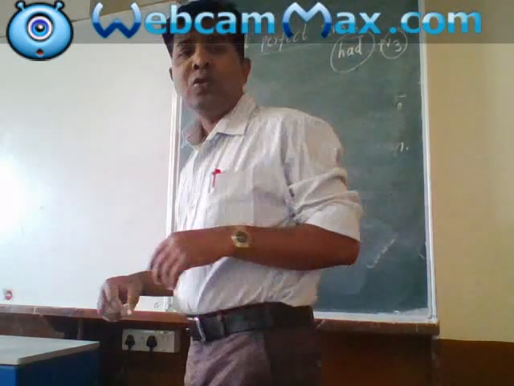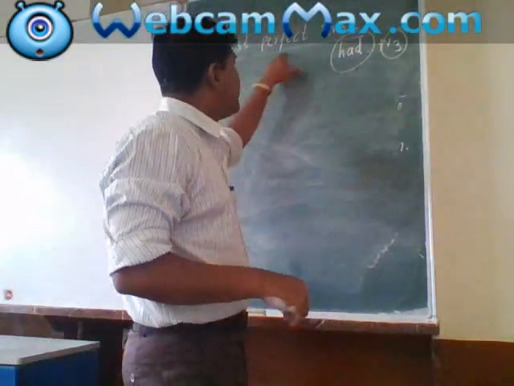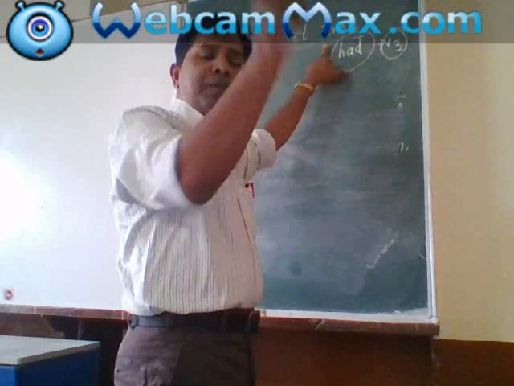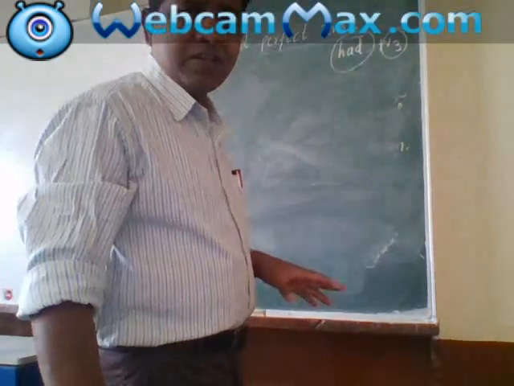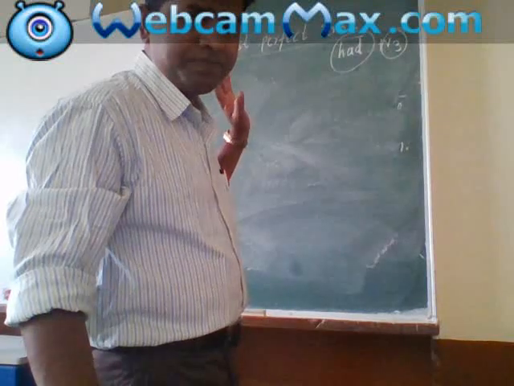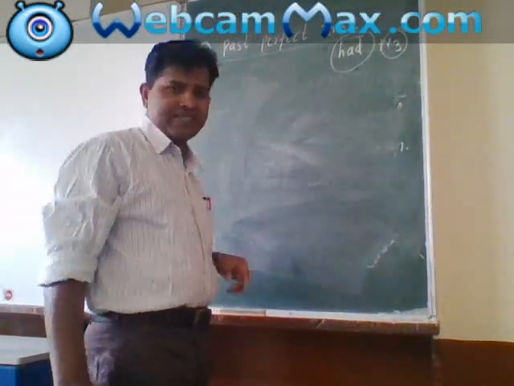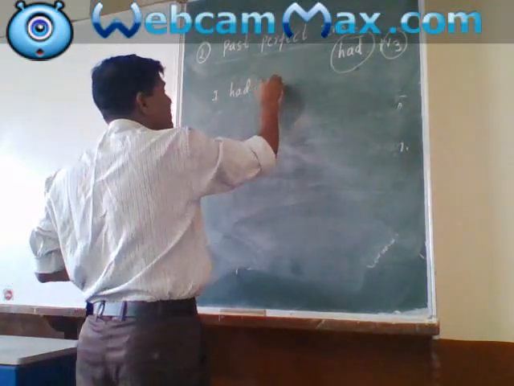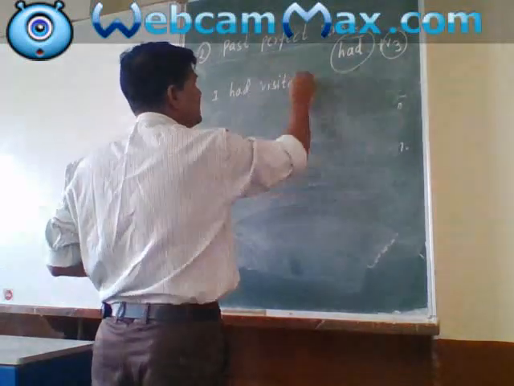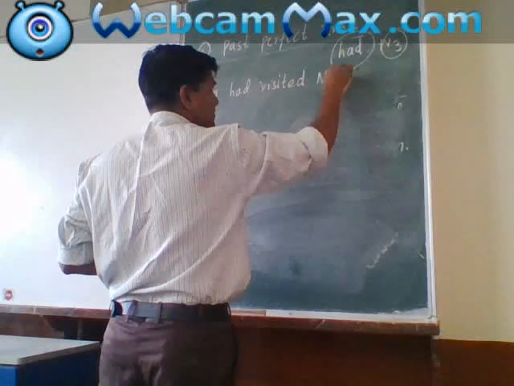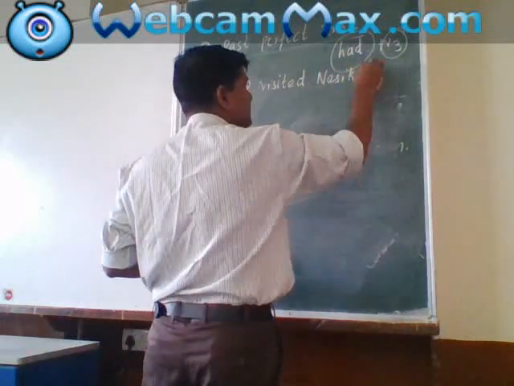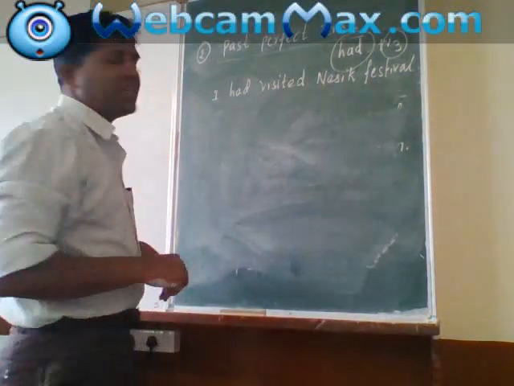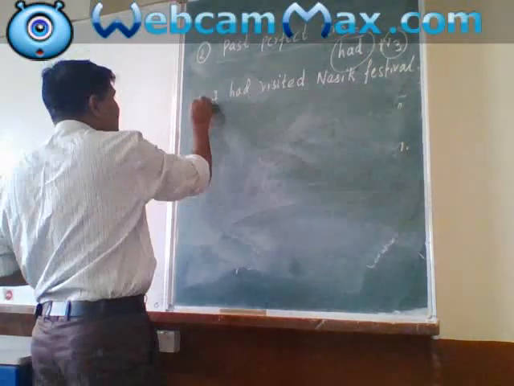And so here, past perfect tense. The action started in the past and completed in the past. Okay. It got completed in the past. And so past perfect tense. I had visited Nashik. I had visited Nashik festival. Okay.